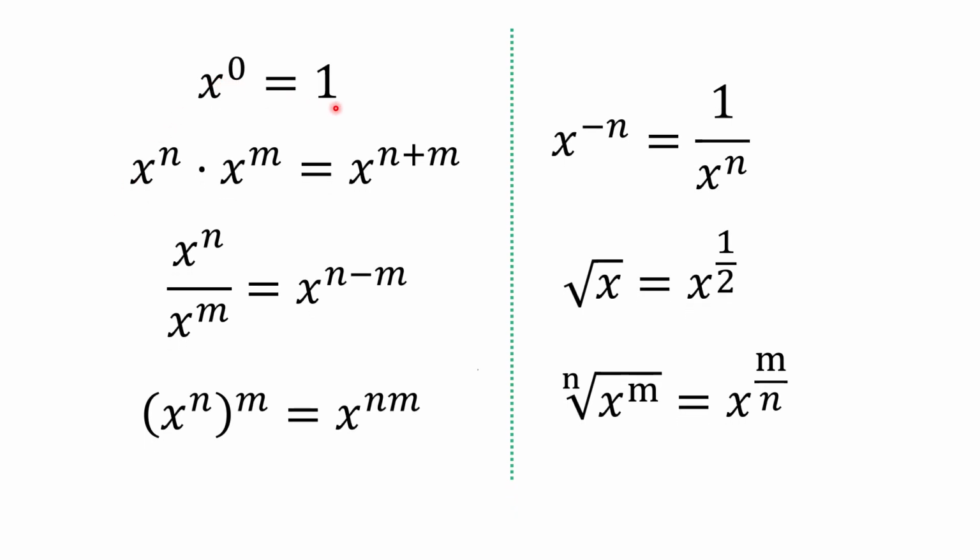Anything to the power of 0 is 1. Multiply it, so you add the power. Divide it, you subtract the power. Two powers, multiply them. Negative, flip, the square root is the half. This is this. We will look at all these within the questions. So let's start question 1 and question 2 together.